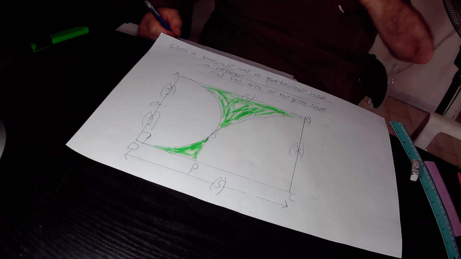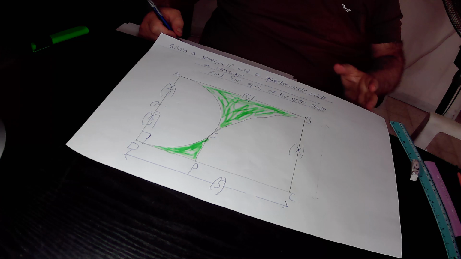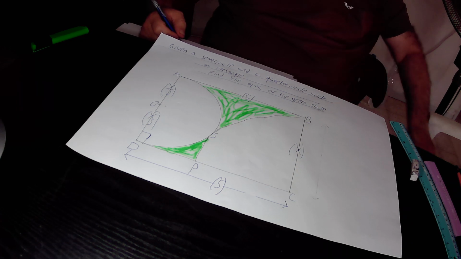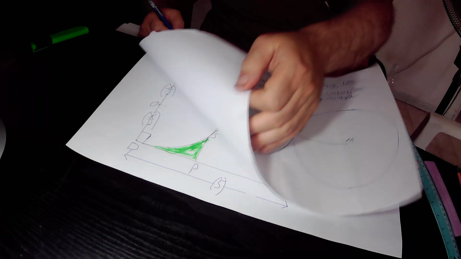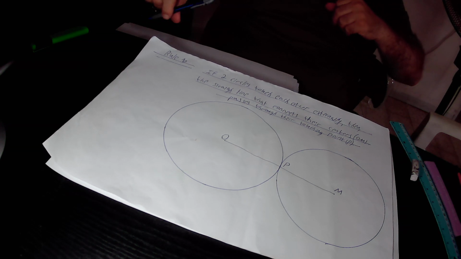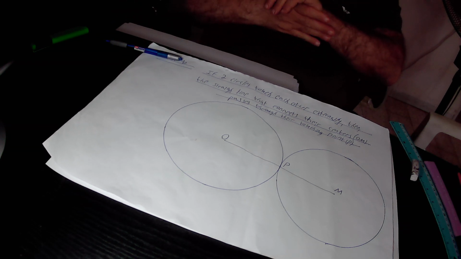Whenever you have an external arch between two circles, or semicircles, or quarter circles, we can implement rule 10. So I will click quickly on rule 10, and we'll implement rule 10 in our drawing. According to rule 10, if two circles touch each other externally, then the straight line that connects their centers together passes through their touching point.